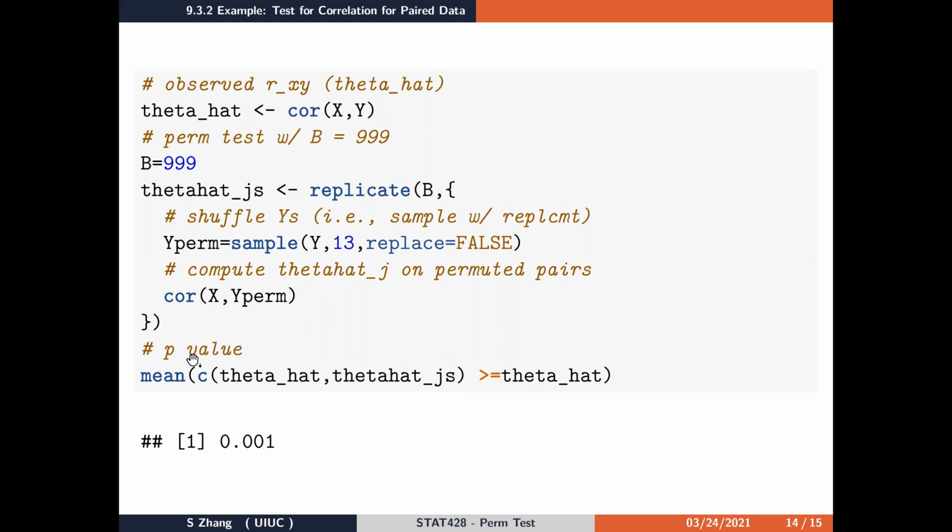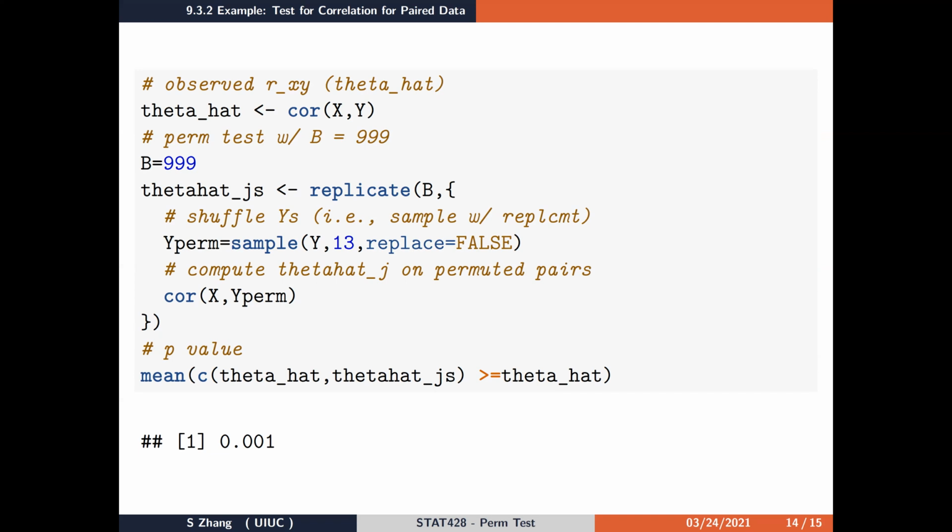So at the end, we again calculate the p-value. This is given by the mean that the concatenation of theta hat and the permuted theta hat j's, a total of 1000 here, is larger than or equal to the observed theta hat computed with the unpermuted sample. And we get a p-value of 0.001. So if we use an alpha level of 0.05, then this is something that's highly significant.